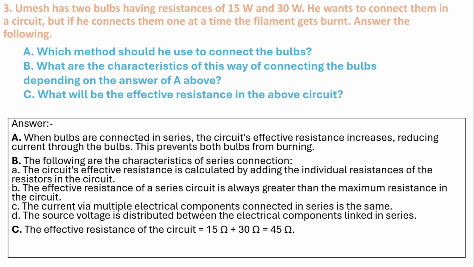C. The current through multiple electrical components connected in series is the same. D. The source voltage is distributed between the electrical components linked in series. C. The effective resistance of the circuit is equal to 15 ohms plus 30 ohms equals 45 ohms.